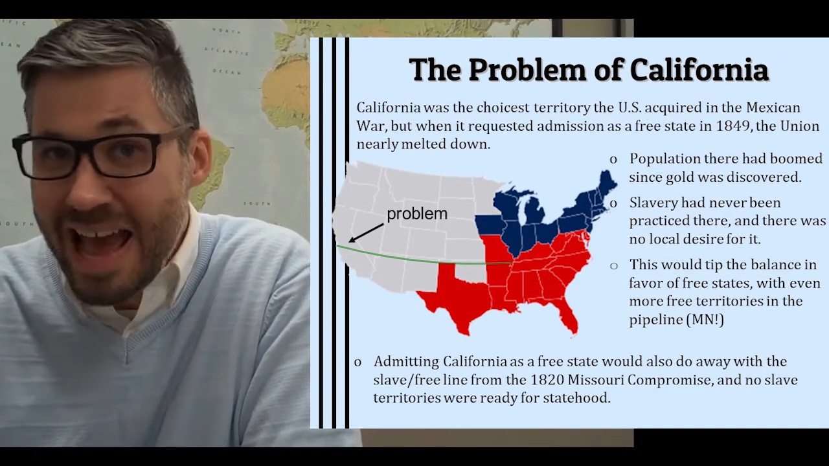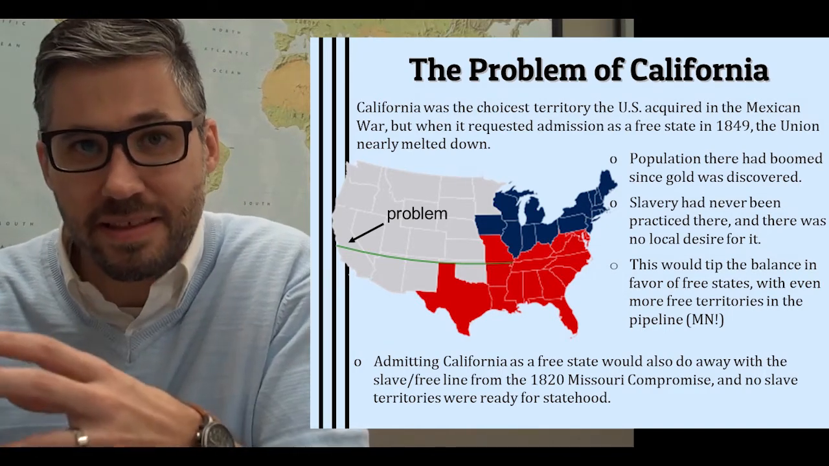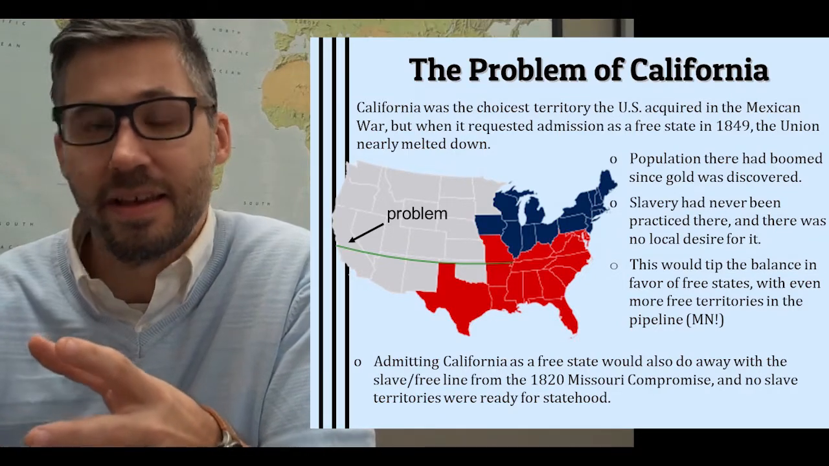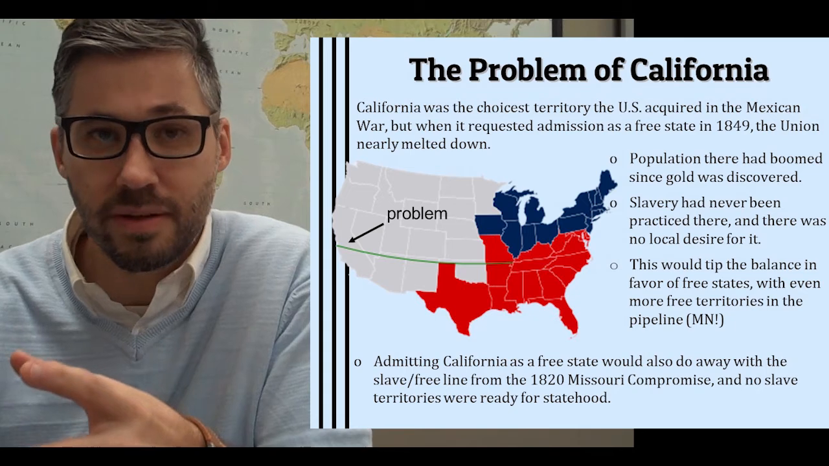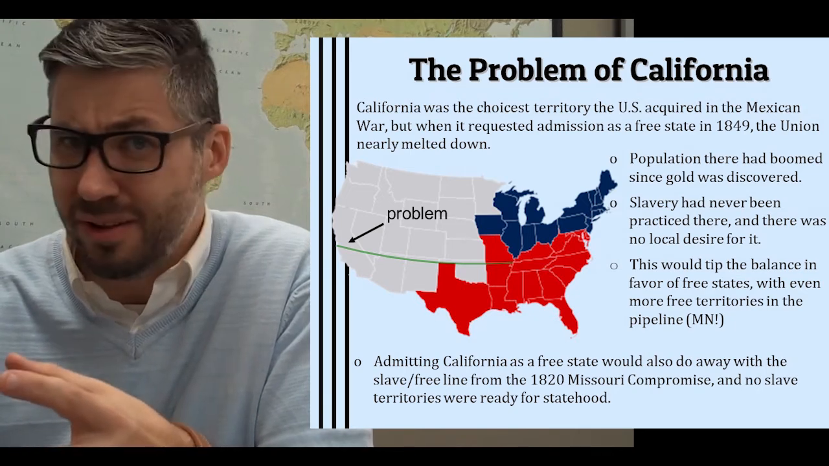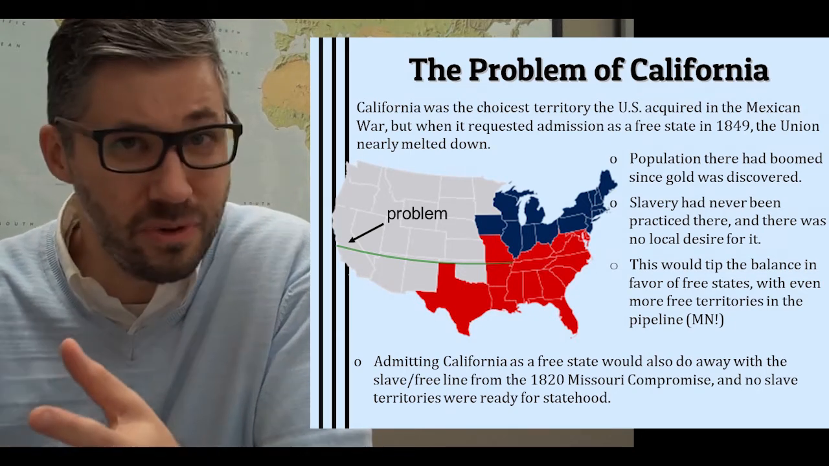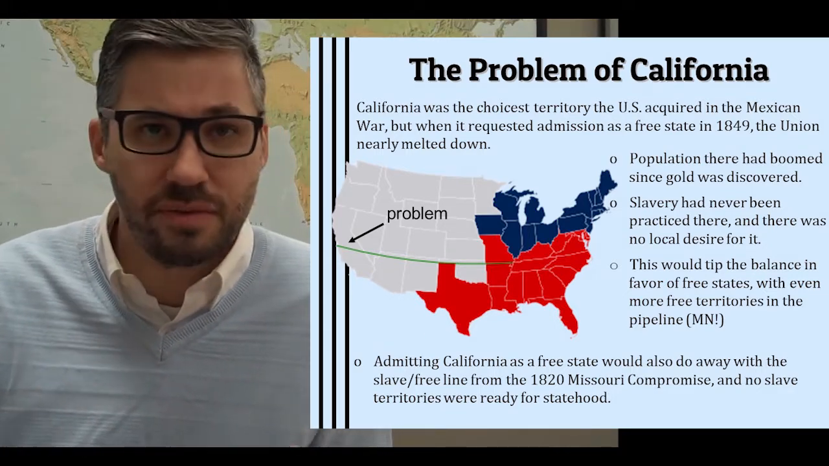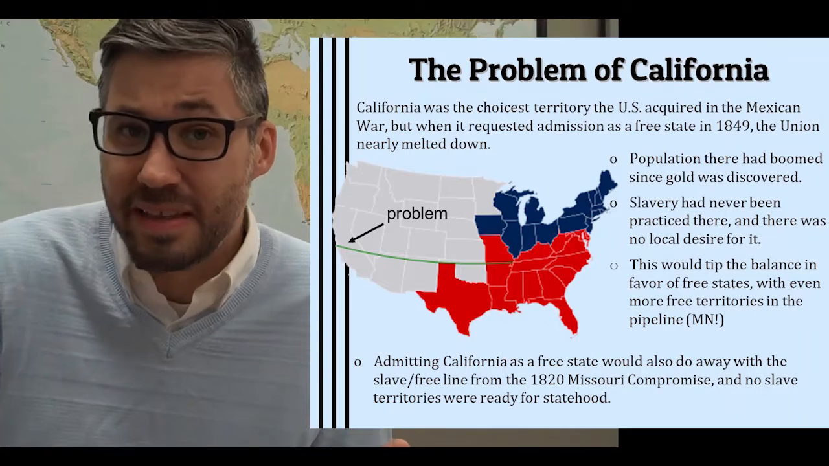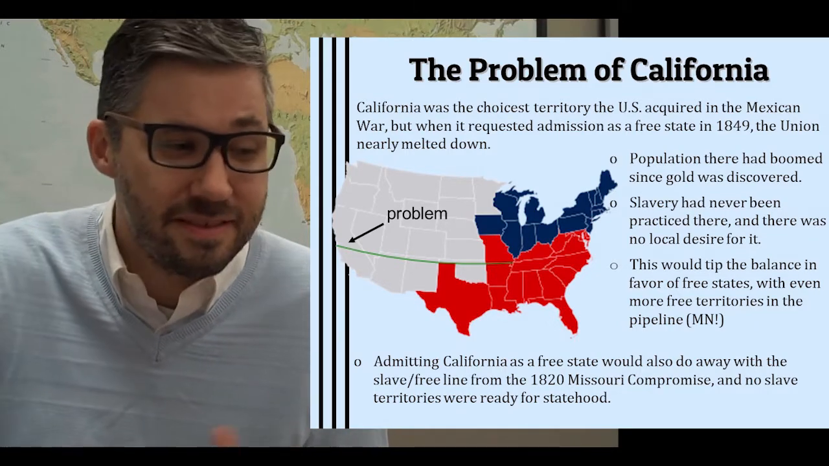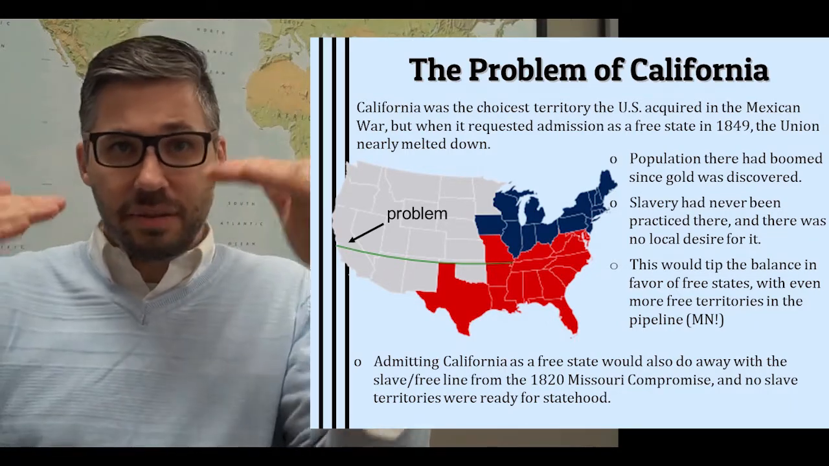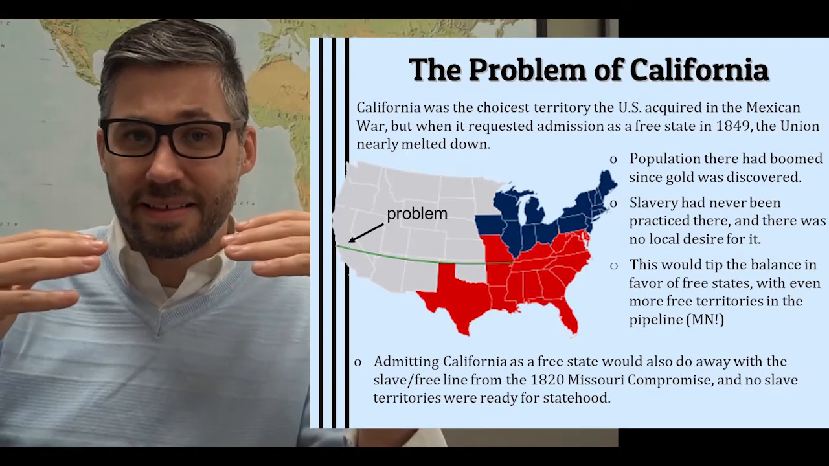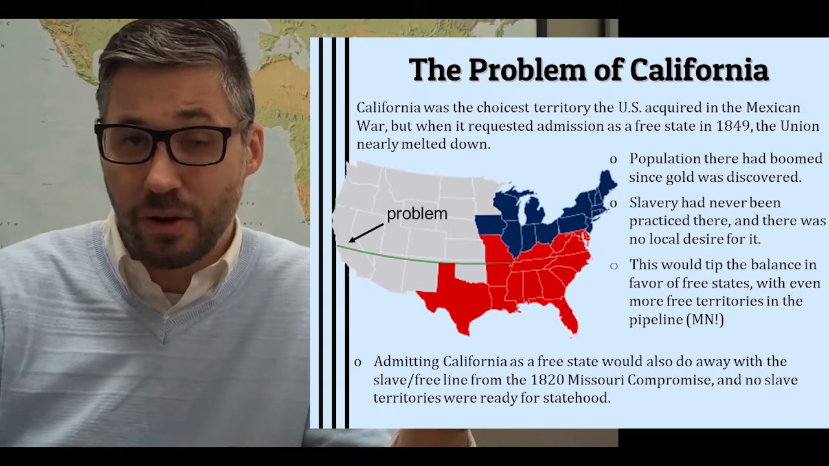A problem beyond that is that the next territories that are coming online, that will be applying for admission as states, are all in free territory. They're all in the north. Minnesota, frankly, is the next one. So it looks like there's going to be a whole succession of new free states. There are no slave territories ready to become states. And so this thing of we have to keep balance between slave and free states, that's looking like it's going to go away quickly.